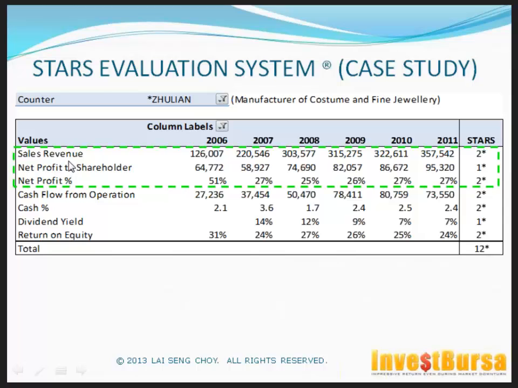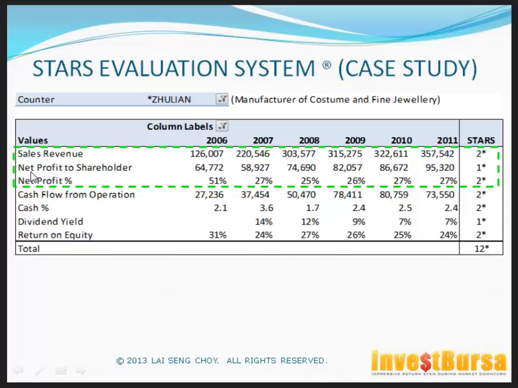So, first of all, let us look at the sales trend. What can we see here for the past 6 years sales revenue trend of Julian? Can we say that Julian's sales revenue has been growing quite stably throughout the past 6 years? So based on my STAR rating system, I can give this category 2 stars.